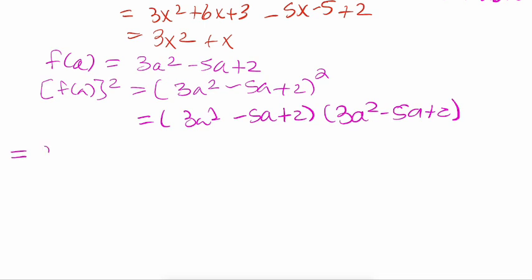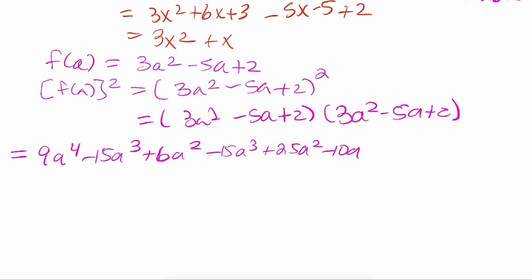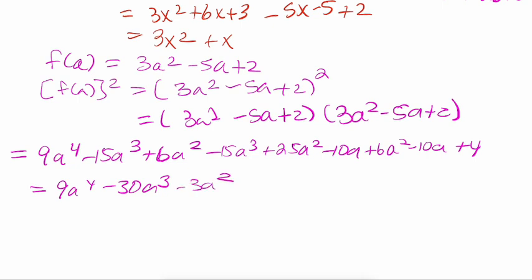Okay? So you're going to get a long, long list. You're going to get 9a to the 4th minus 15a to the 3rd plus 6a squared minus 15a to the 3rd plus 25a squared minus 10a plus 6a squared minus 10a plus 4. And then when we combine like terms, you get 9a to the 4th minus 30a cubed minus 3a squared minus 20a plus 4.